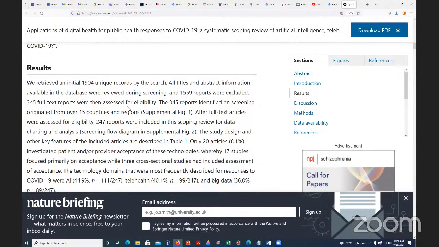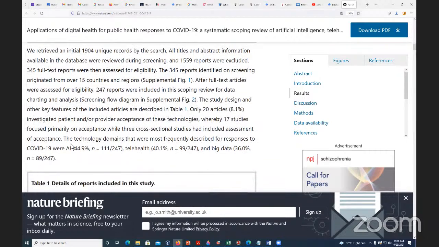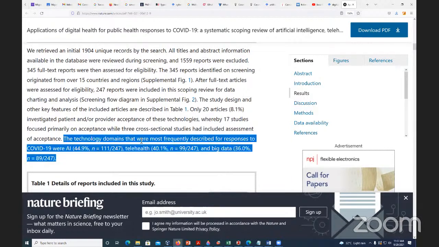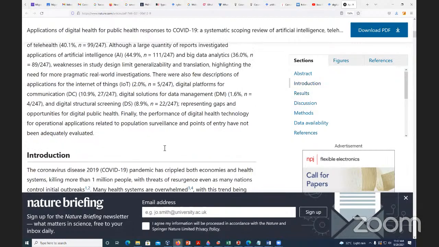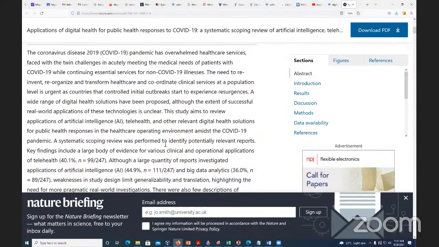Wow. And it says that the technology most used is in the results. You know, this is their results. The technology domain that was most described for responses to COVID was AI, telehealth, and big data. So in fact, I can just copy this right here because I got the results.